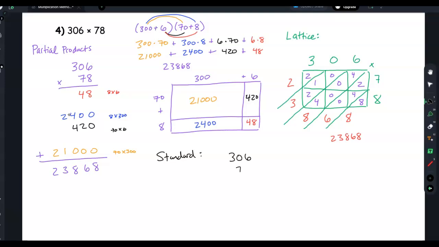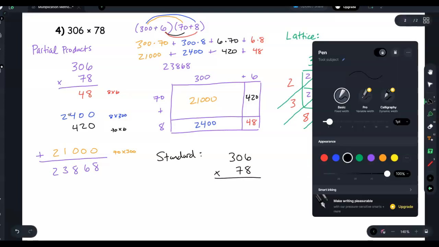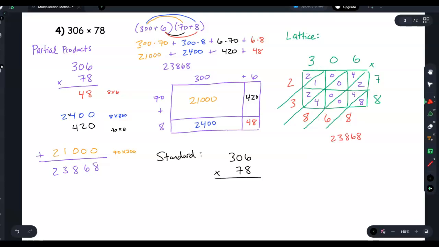And then let me show the standard algorithm. Starting with the longer number, 306, and then listing 78. I'm going to start by multiplying the 8 times each digit in 306. 8 times 6 is 48. So I'm going to write an 8 and regroup a 4. 8 times 0 is 0, but I'm going to go ahead and add the 4 that I regrouped. So 0 plus 4 is 4. 8 times 3 is 24.